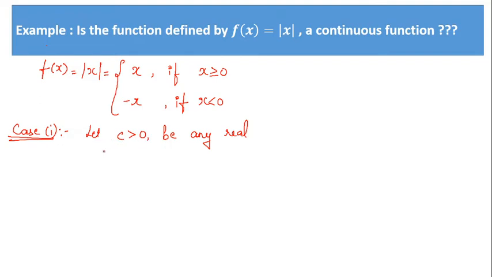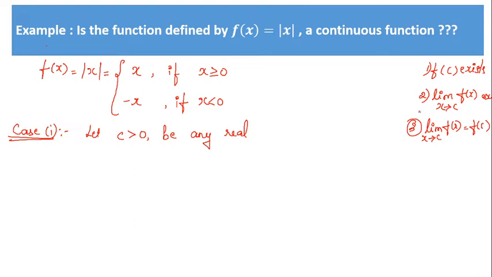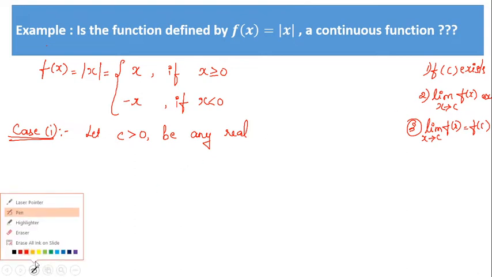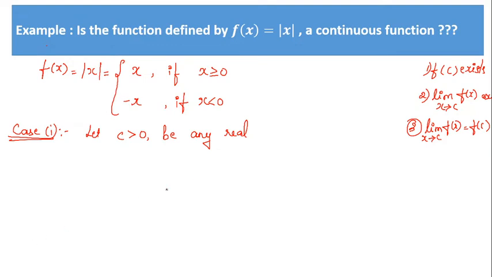So for this particular c, check the definition of continuity. What is the first thing you have to check? Whether f of c exists. Second, whether the limit of f of x as x tends to c exists. And third, whether both are equal, that is, limit of f of x as x tends to c is equal to f of c. These are the three things you have to remember to check.